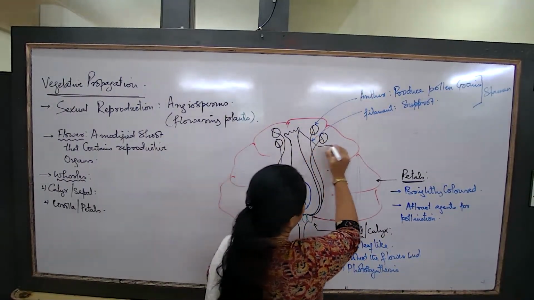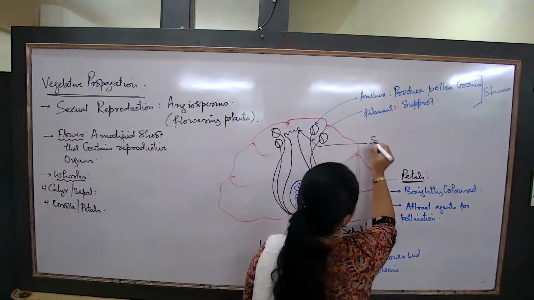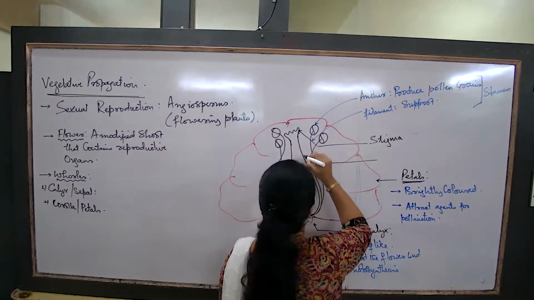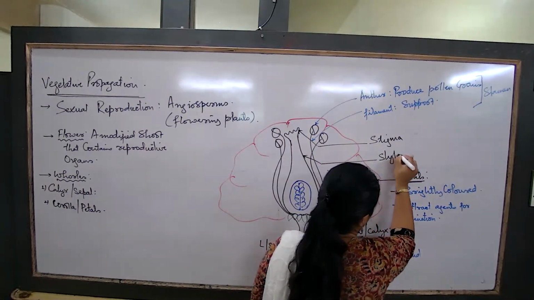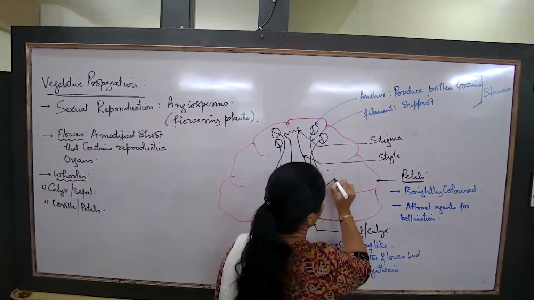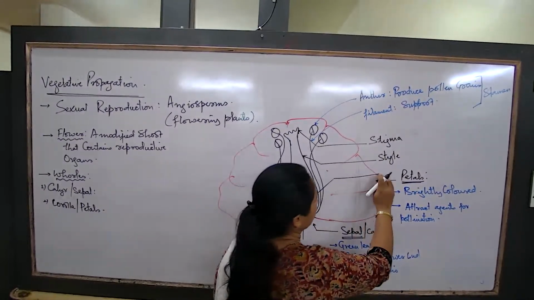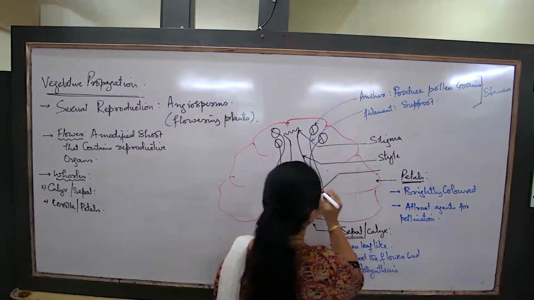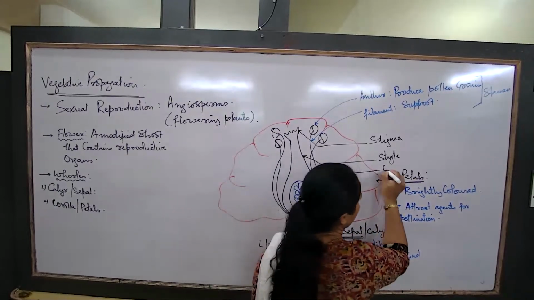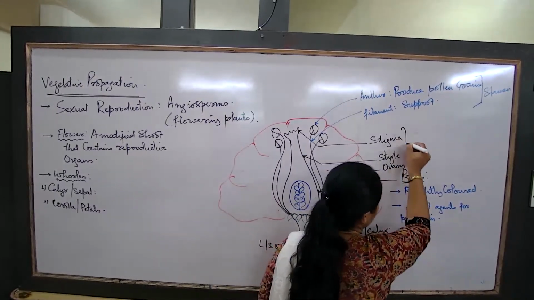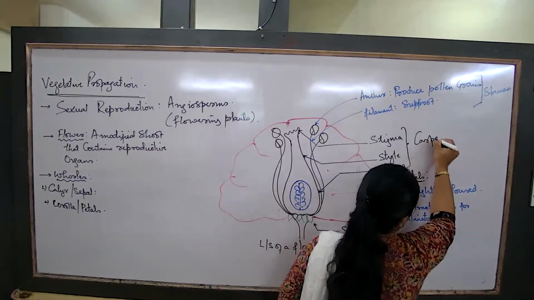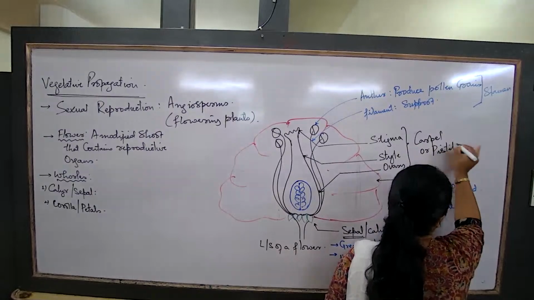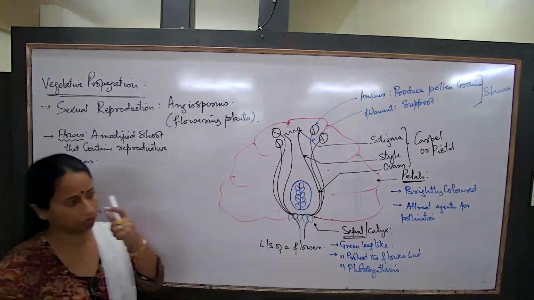Now we talk about the female part. This is known as the stigma. And this funnel neck shaped structure is known as the style. And this is known as the ovary. So the female part has three parts: the stigma, style and ovary. And what is this collectively known as? The carpel or the pistil.